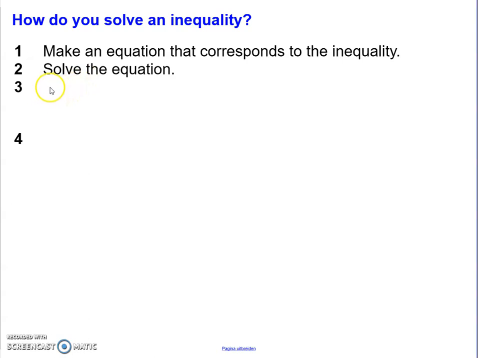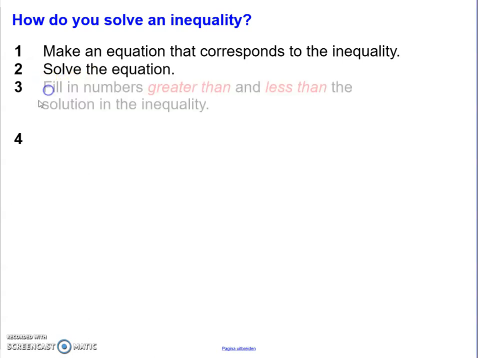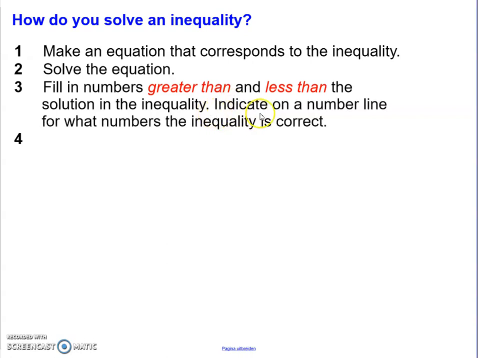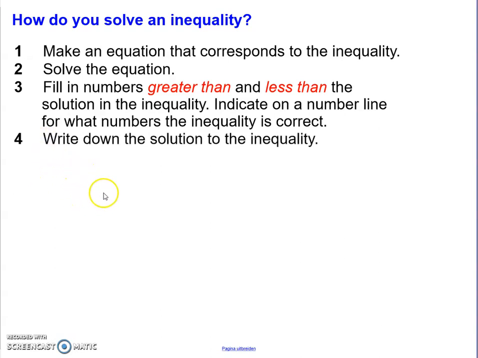Step 3 is the most difficult one. We fill in numbers greater than and less than the solution, and we fill these into the inequality. We show these solutions on a number line. I'll indicate on a number line for what numbers the inequality is correct. When we've done those 3 steps, the last step is we write down the solution to the inequality. Well, let us look at an example.